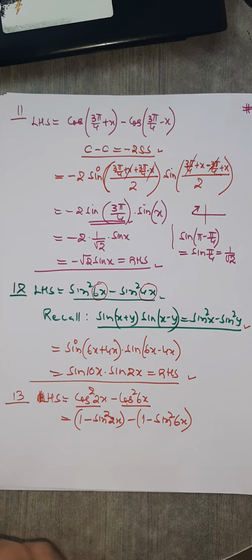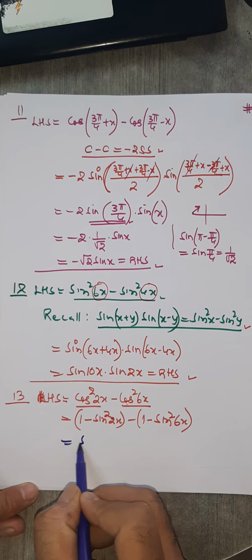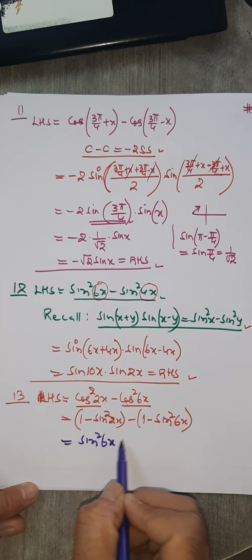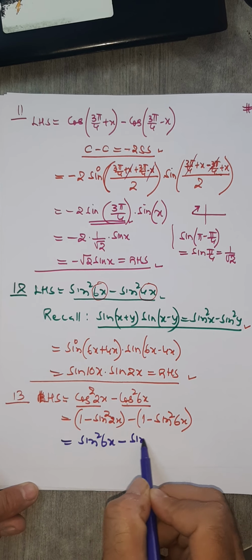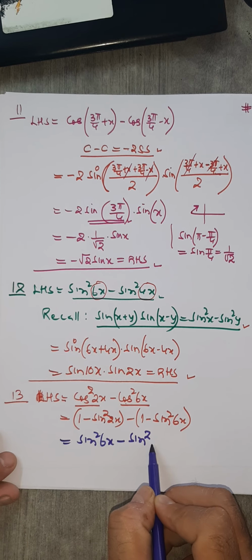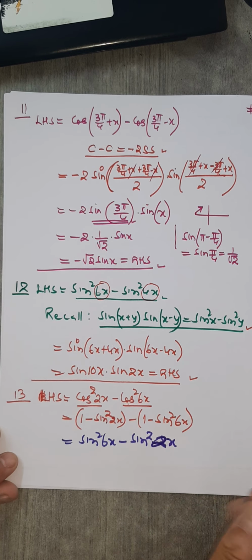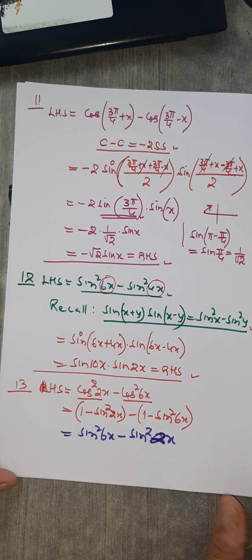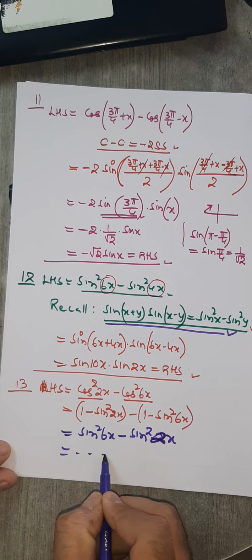Okay. Now you can see that this one and this one will get cancelled. Minus minus will be plus. So this is sine square 6x. Minus minus plus, I wrote this plus. Minus sine square 2x. 1 will get cancelled. Sine square 2x. Now it's just reduced to the previous question. Use this now, so you will get the RHS.